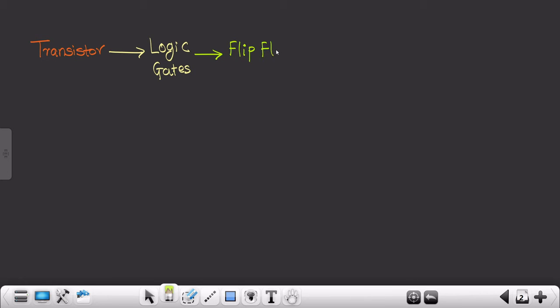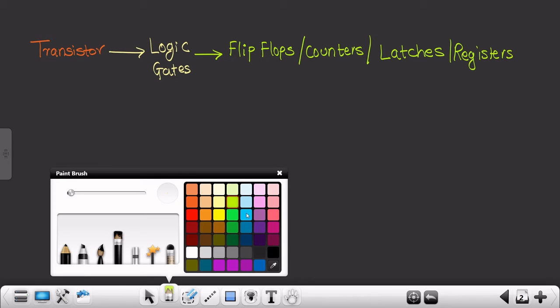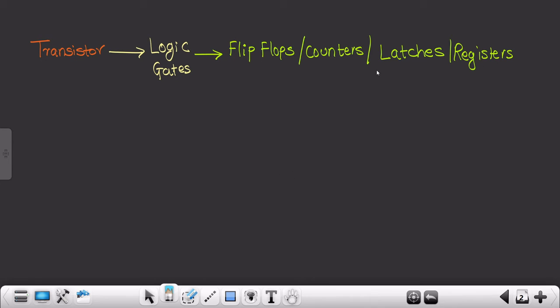flip flops. You can also design counters. Then you can also design latches, and then further you can design registers, right? These are the basic block diagram, I'm just combining all of them. Registers, right? And then just by doing all of these things, you make processors.